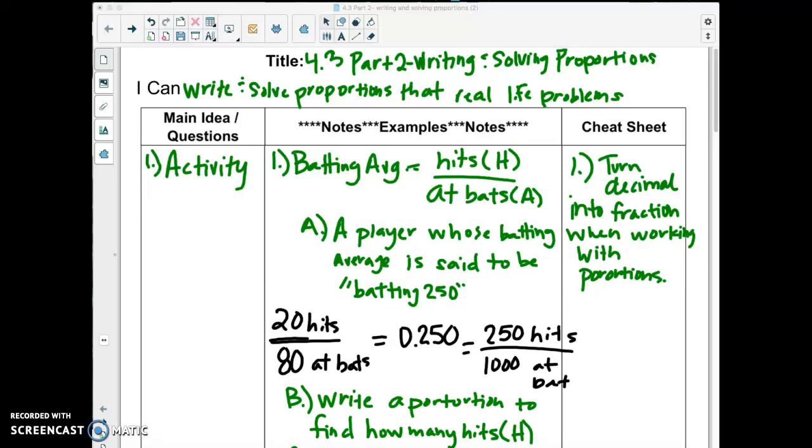I can write and solve proportions for real life problems. Okay, so we did an activity first and we talked about batting averages, correct?